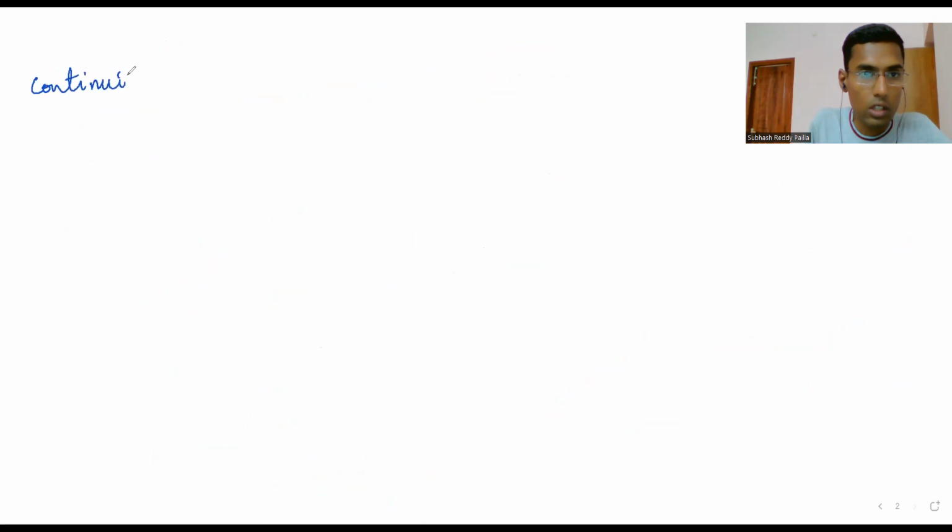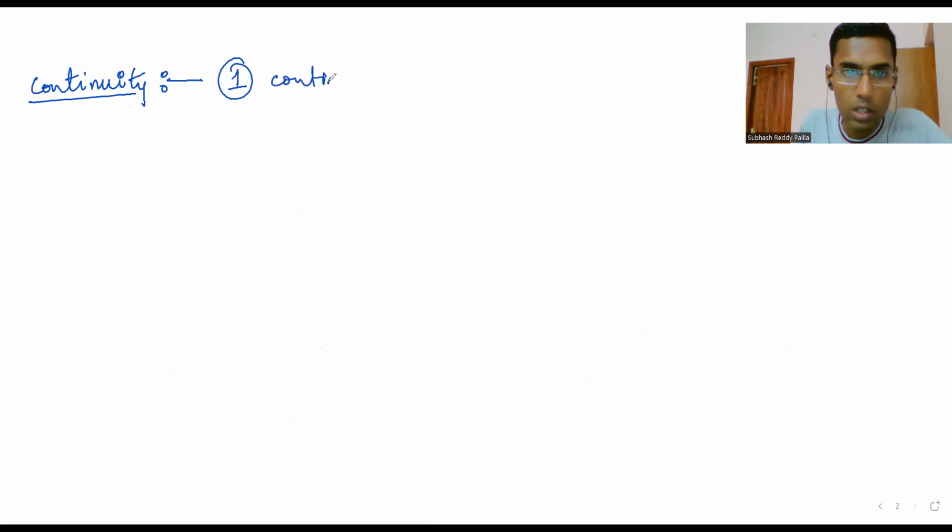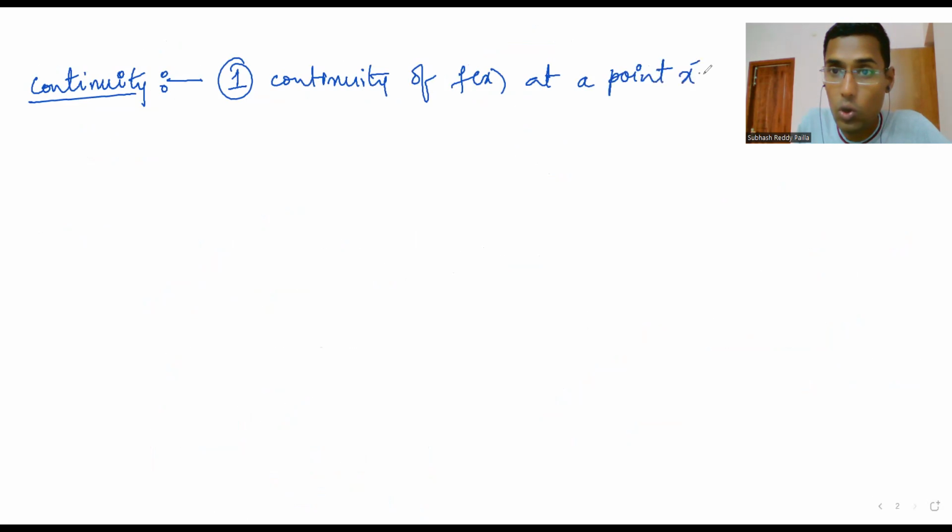Continuity. We say continuity, but it is continuity of a function. So first, continuity at a point: continuity of f of x at a point x equal to a. We are checking the continuity of f of x at x equal to a. So this is what we have to check.